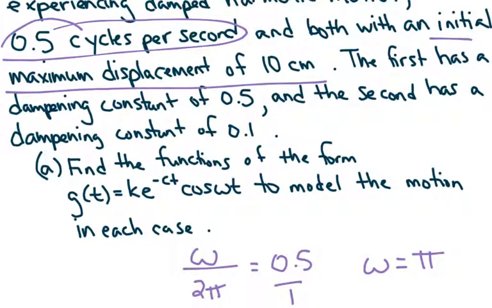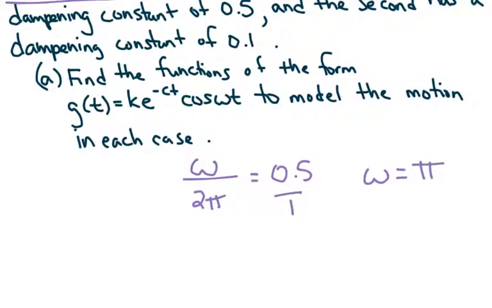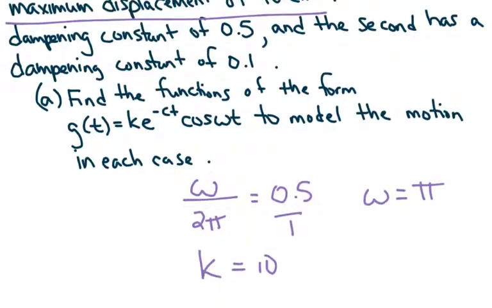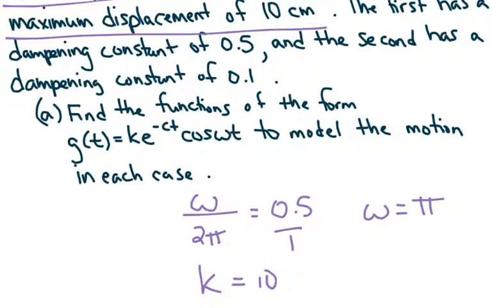Remember, we said in a damped harmonic motion circumstance, there's this initial amplitude, and over time that amplitude is going to change. So we're going to start with k is 10. The second part of the problem then says that the first damping coefficient is 0.5. Sorry, the first one is 0.5, the second one is 0.1. So those are my c values in each equation.